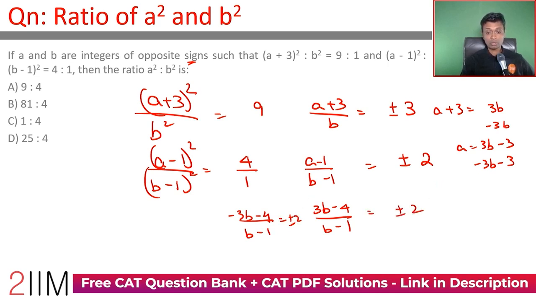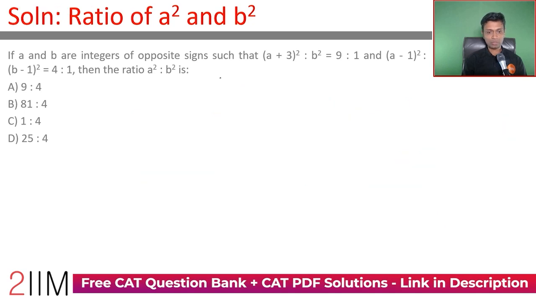Why are we solving all of this? Because we're given squares. So what are we trying to do? We're going to find the ratios for all of these, and then see the scenarios where a and b are integers and of opposite signs. And so let's start with the first one. This one, 3b minus 4 by b minus 1. Fine, so 3b minus 4 by b minus 1 is 2, or 3b minus 4 is 2b minus 2, b equals 2.